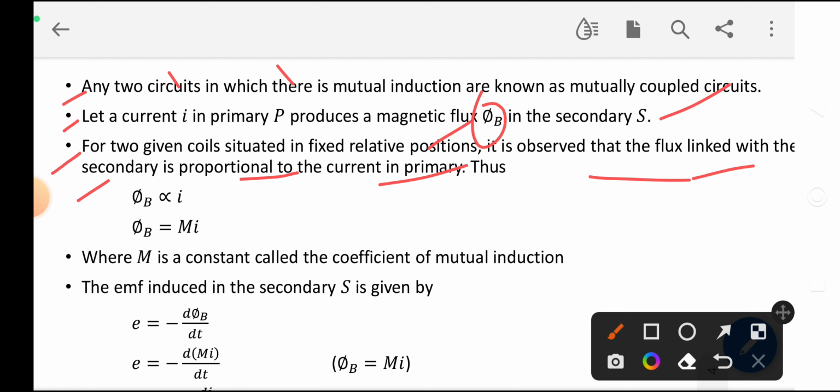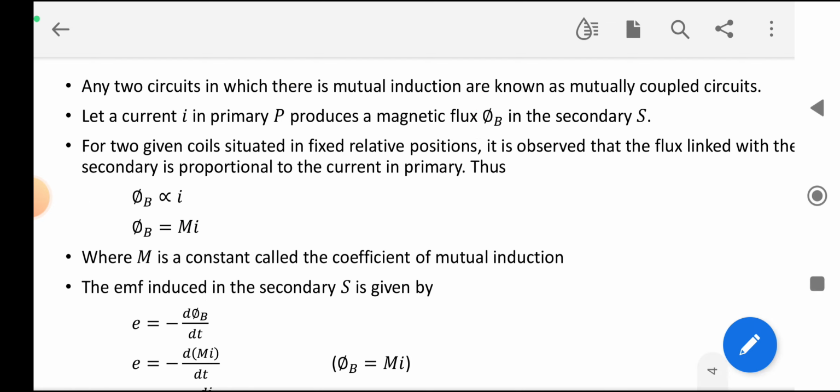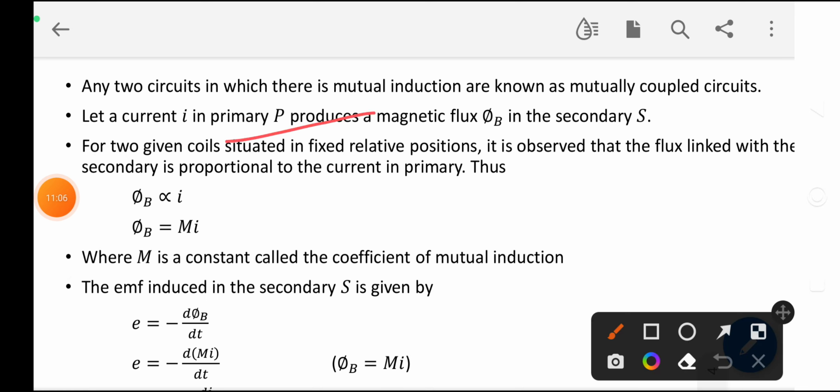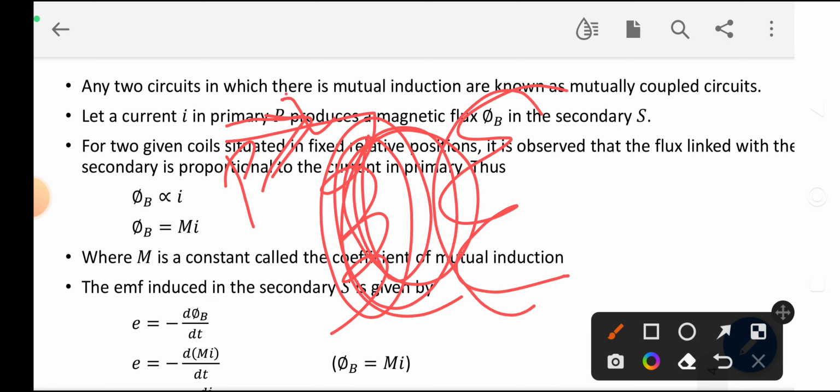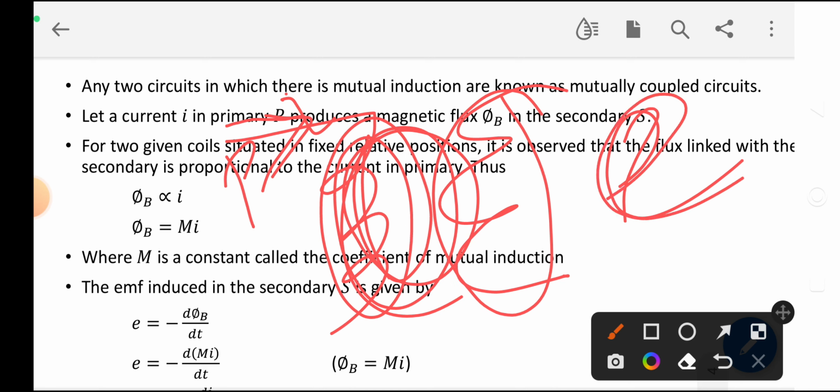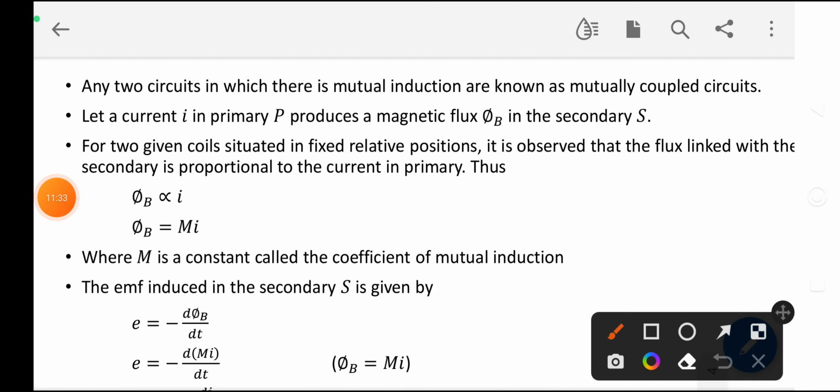Suppose current is flowing in the primary coil; then around it a magnetic flux is formed. If we increase the current, the flux also increases and links with the secondary coil. In the secondary coil, it can produce more induced EMF. So the flux is directly proportional to the current, and phi B can be written as phi B equals M I, where M is the coefficient of mutual induction.